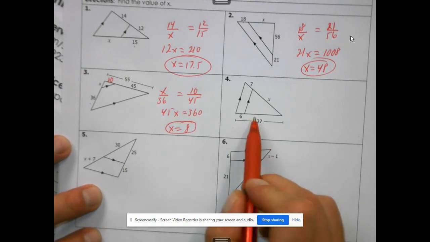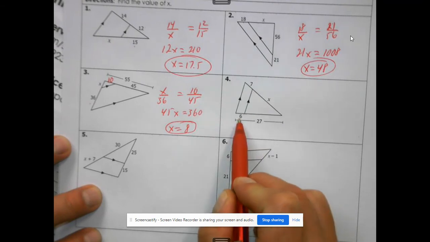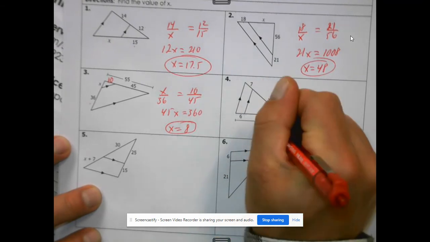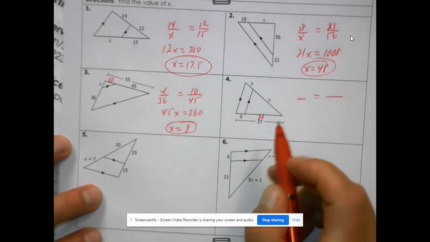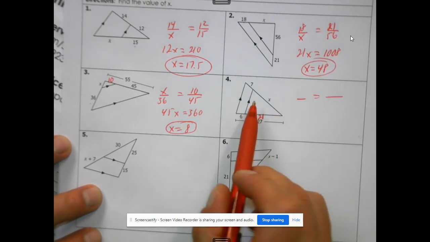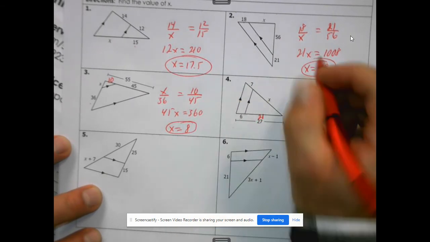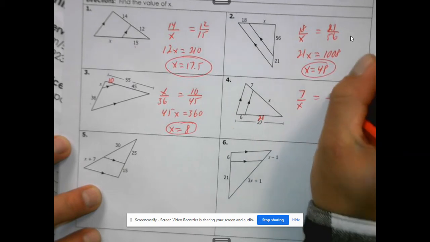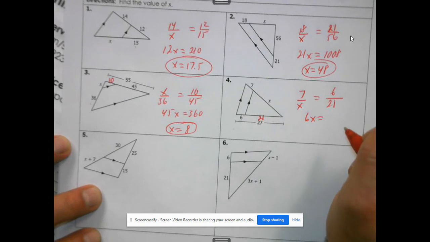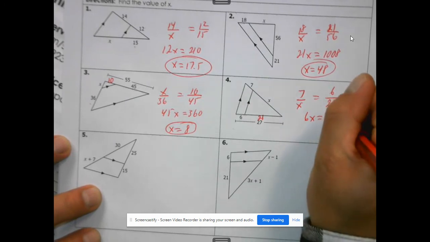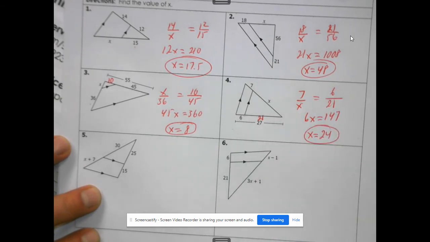Number 4 is just like number 3. You got to figure out this distance right here. The whole thing is 27. There's 6 of it here. Just subtract to get this distance. That's going to be 21. Set up your proportion. This one I'll go left, right, left, right. I'll go 7 over x equals 6 over 21. Cross multiply, 6 times x, 6x. 7 times 21 is 147. And 6 goes in there 24 times.